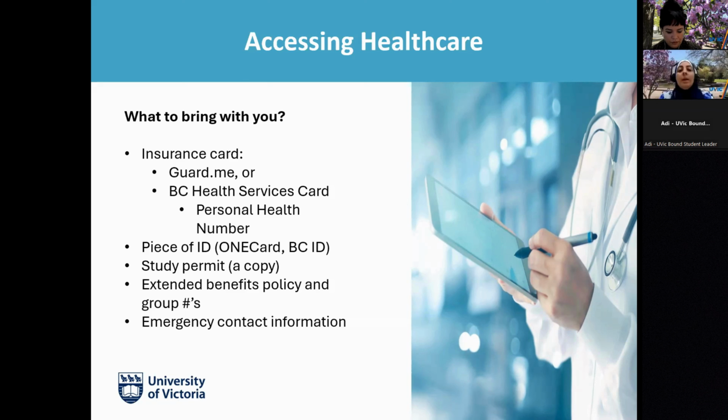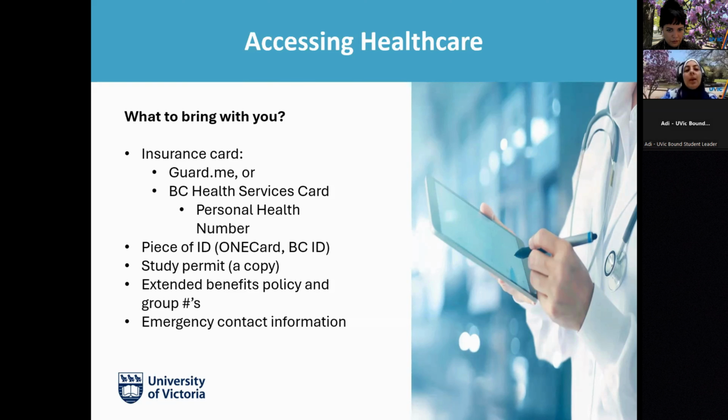You would need a piece of ID, something that shows your picture on it. Your BC ID is sufficient, but your One Card is also accepted here in Victoria. Having a copy of your study permit, even just a picture on your phone, can be helpful, in case the clinic wants to confirm that you are a student. It will be great to have it so it doesn't delay your appointment.